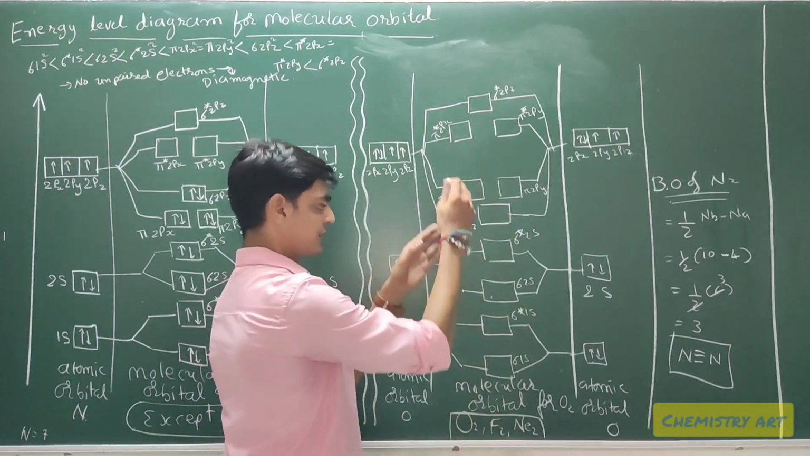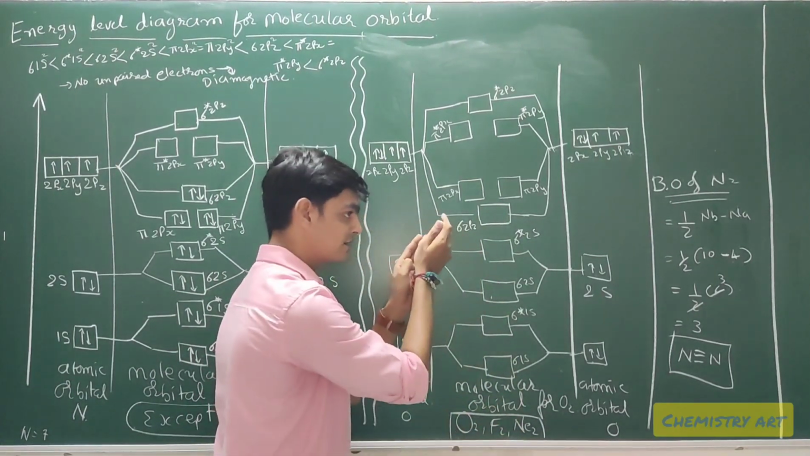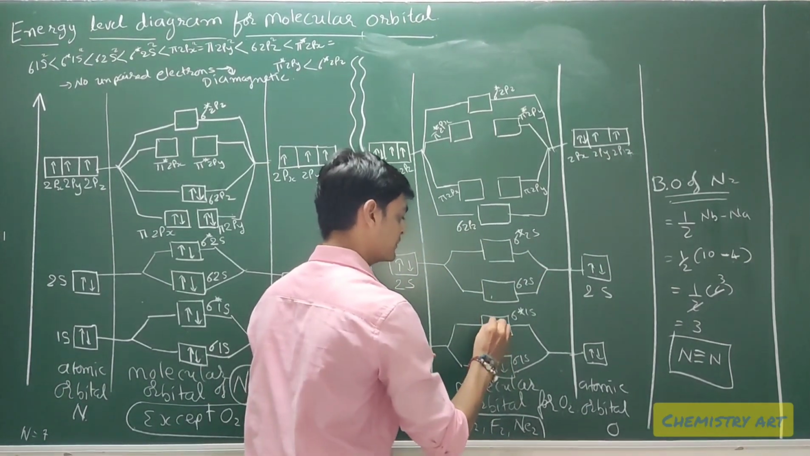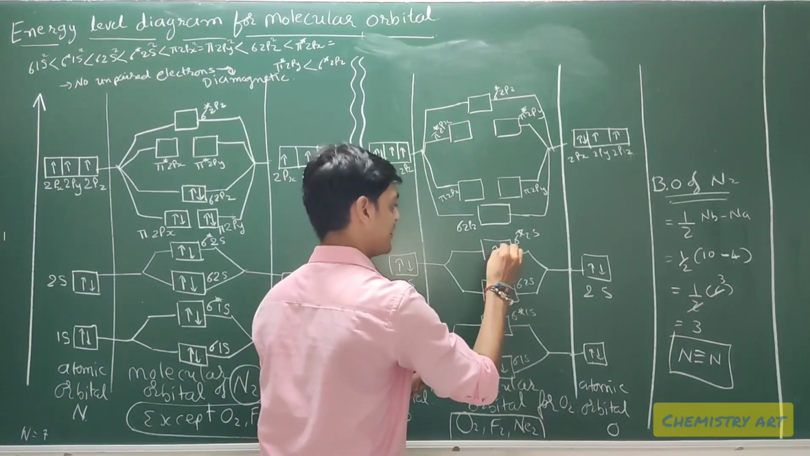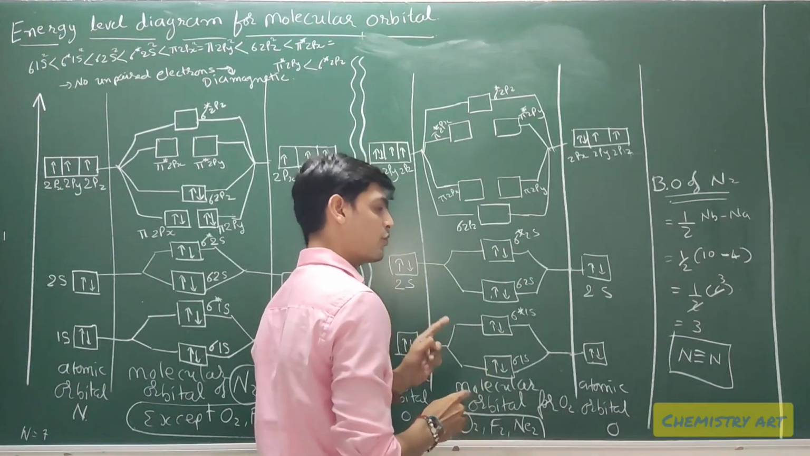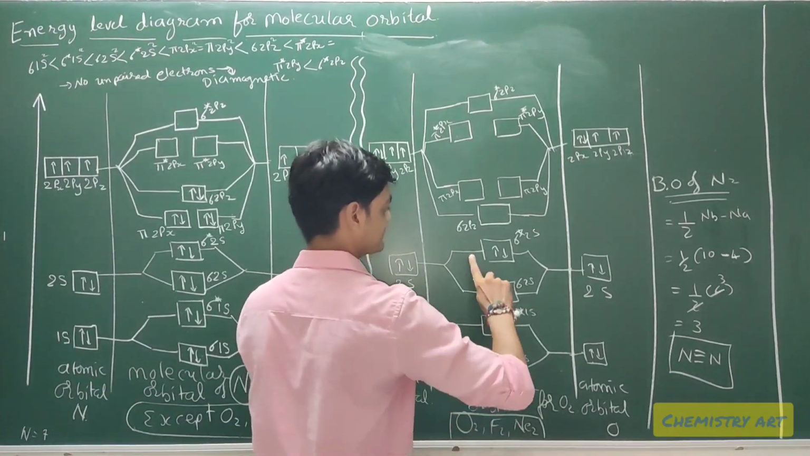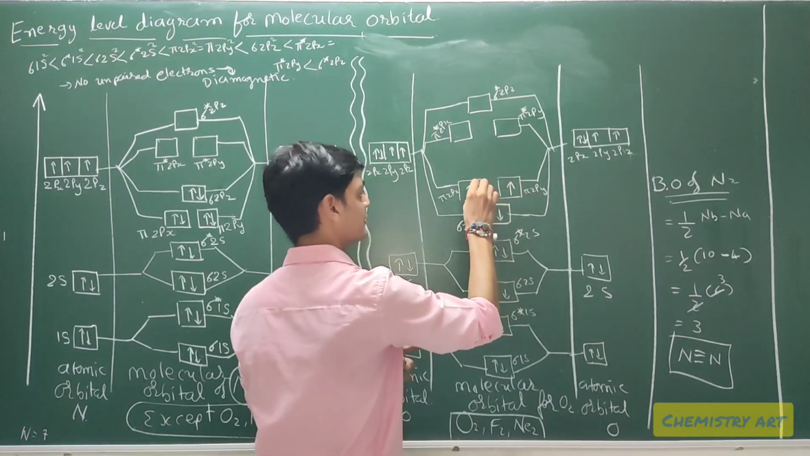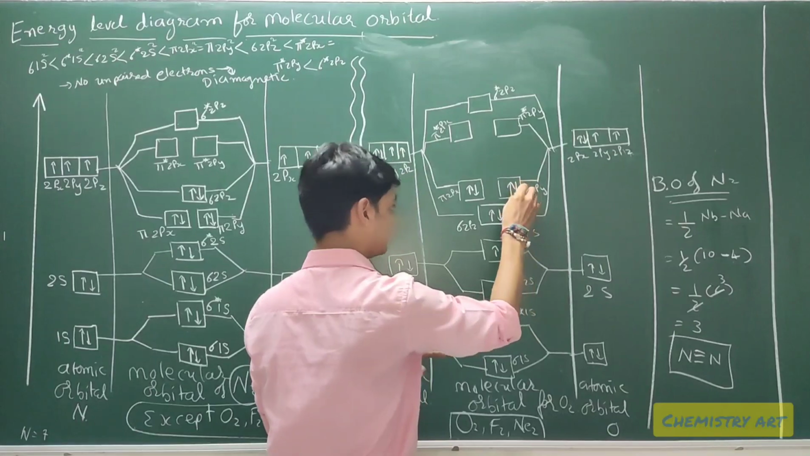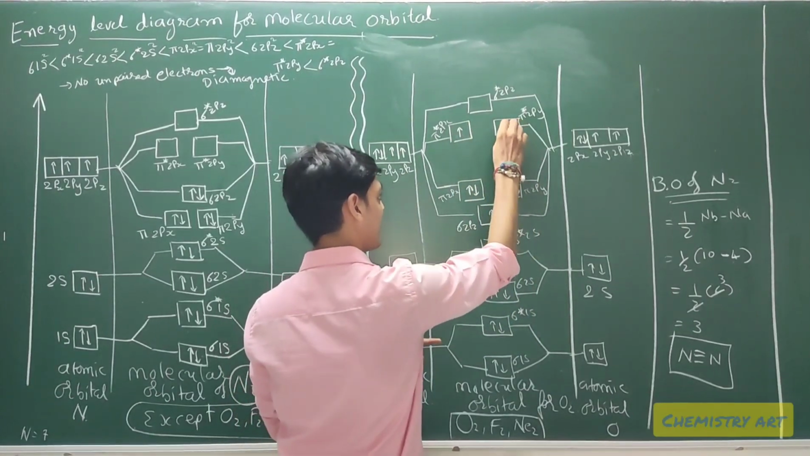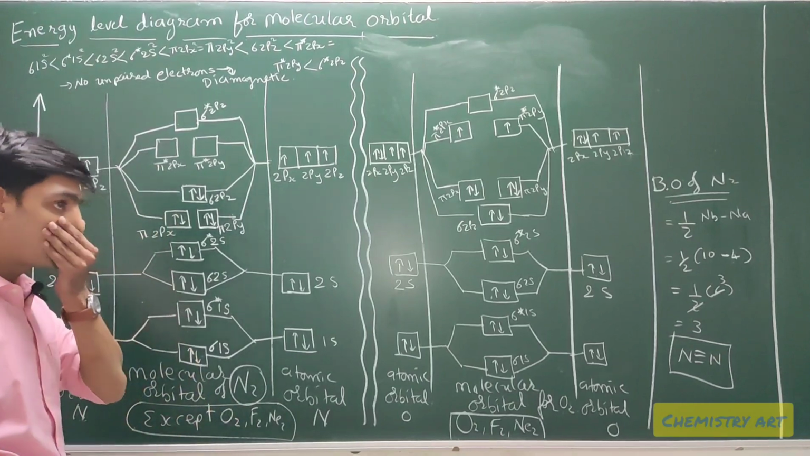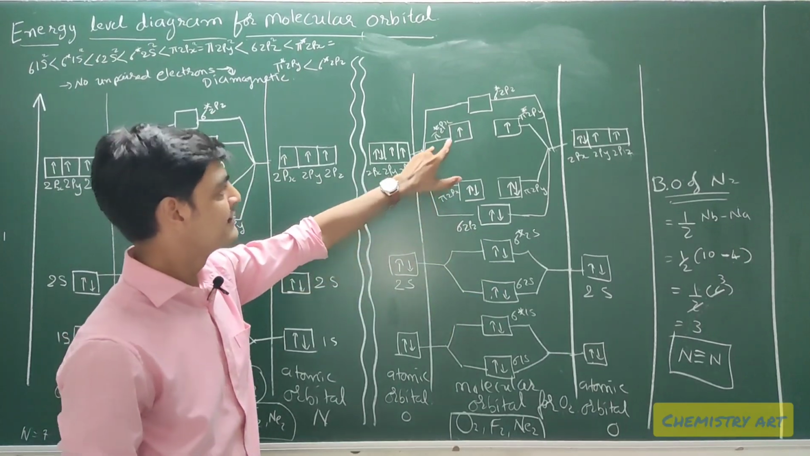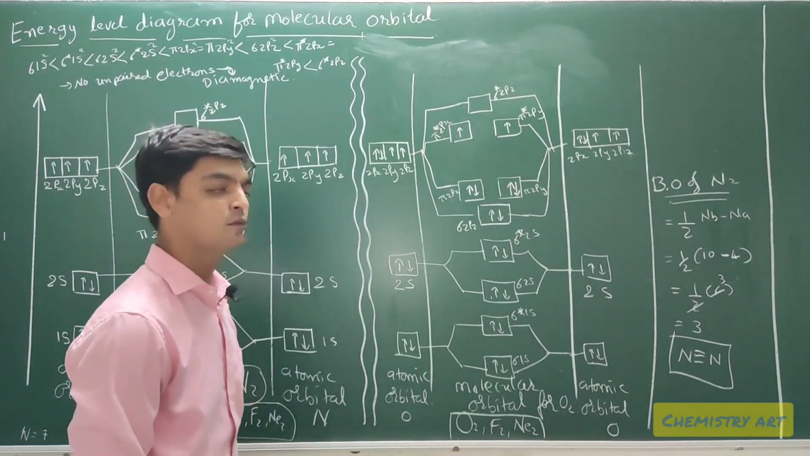So here we have to fill from lower energy level to higher energy, total 16 electrons: 1 2 3 4 5 6 7 8. Don't forget the Aufbau, Hund and Pauli's rule. Total 1 2 3 4 5 6 7 8 9 10 11, then 12, 13, then 14, and here 15 and 16. So you can see that all 16 electrons are filled till pi star 2px and pi star 2py.